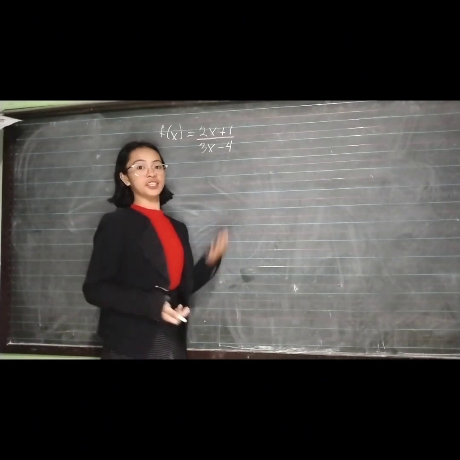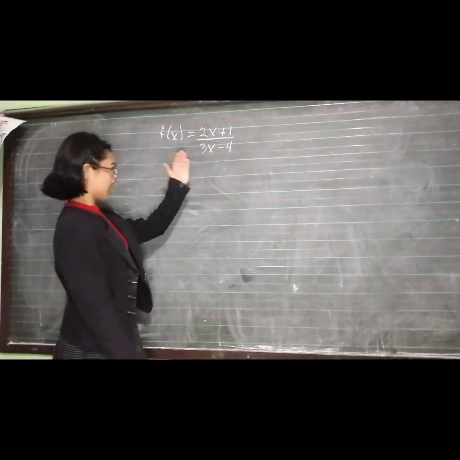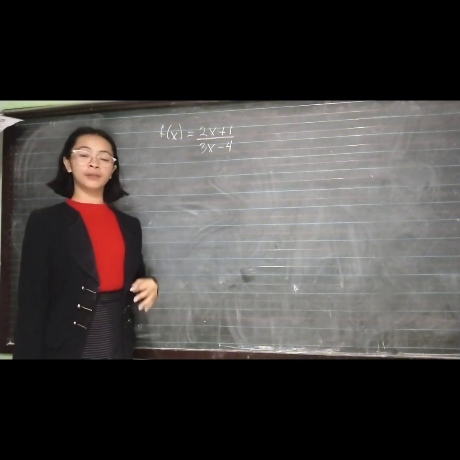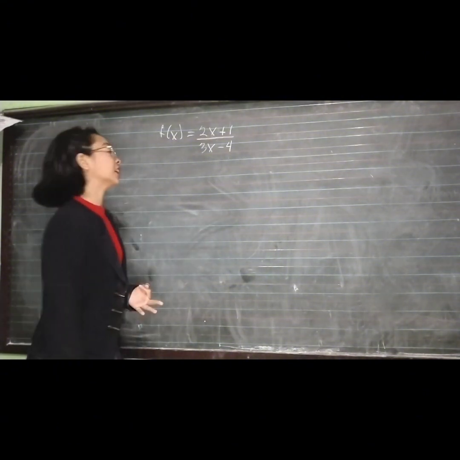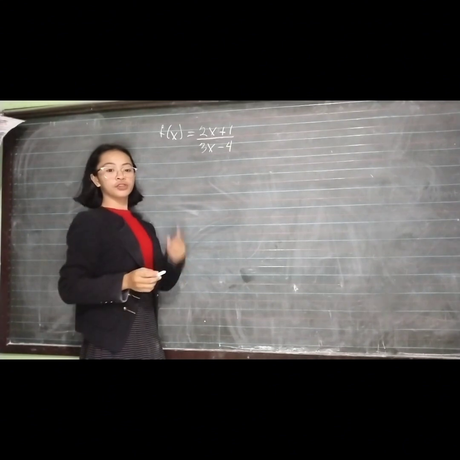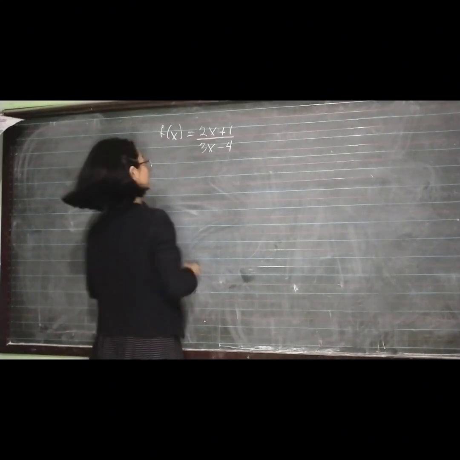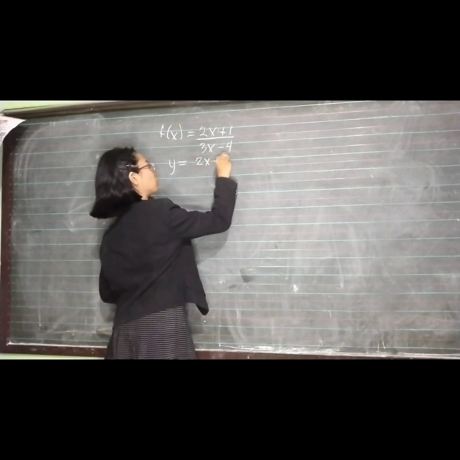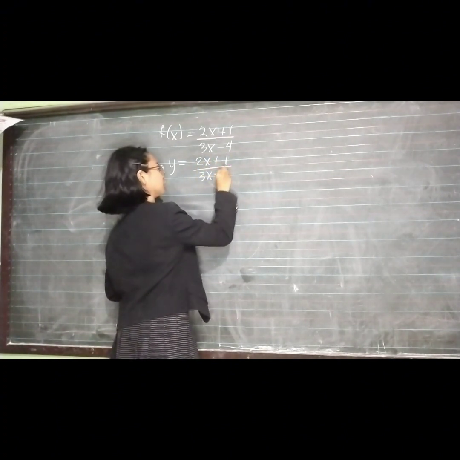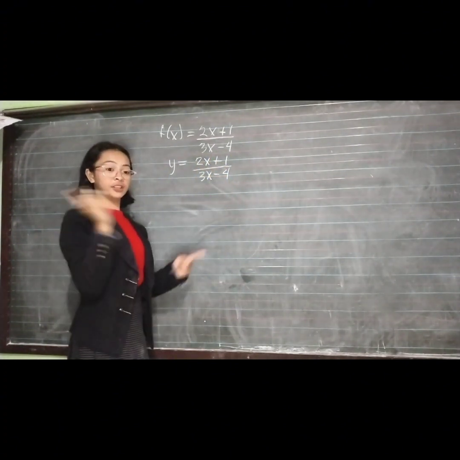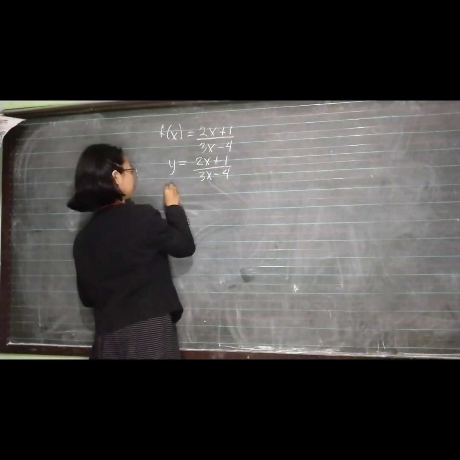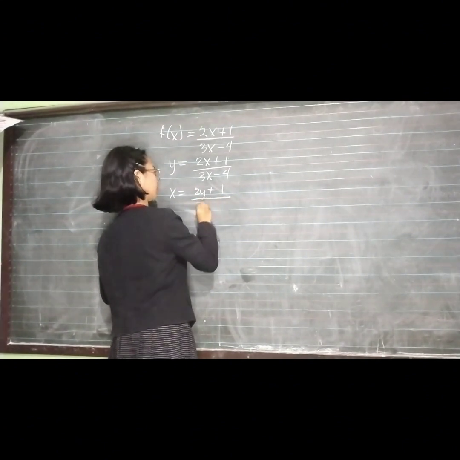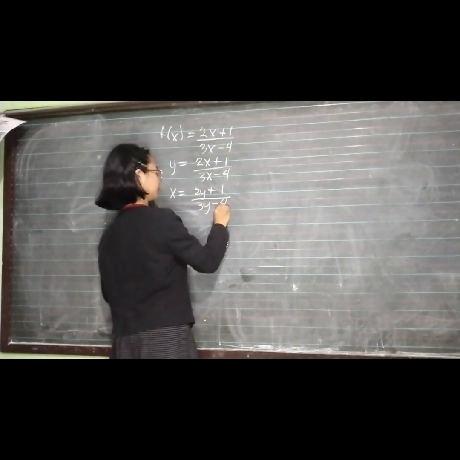So I have here another example. f of x equals 2x plus 1 over 3x minus 4. So again, you have to apply those three steps that I've given to you earlier. First step, you have to write the function in the form y equals f of x. So y equals 2x plus 1 over 3x minus 4. And then you have to interchange it. So this will become x equals 2y plus 1 over 3y minus 4.